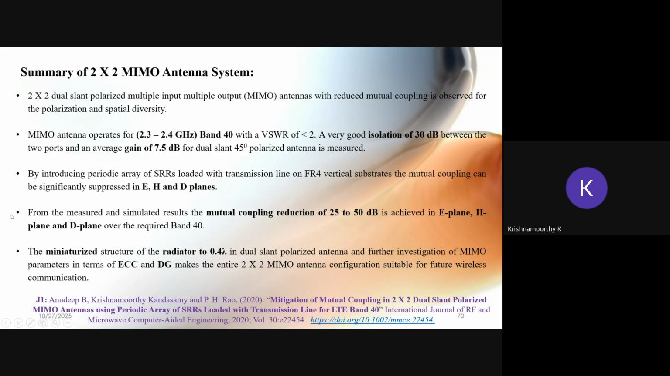So this is the summary of the MIMO antenna configuration. With an isolation of 30 dB between the two ports, we can get a gain of 5.5 to 7.5 dB, and the dual polarized antenna is also designed with the 45-degree cross dipole structure.